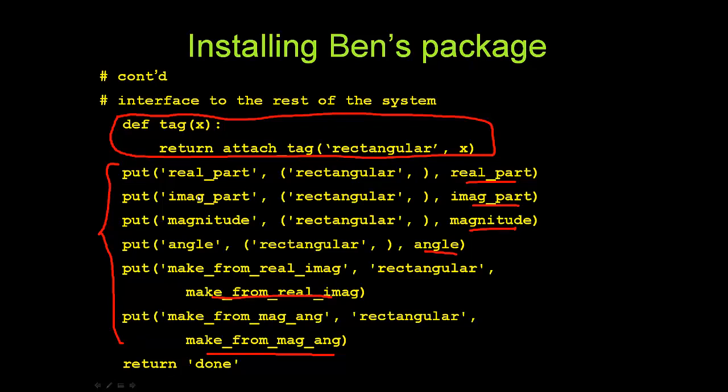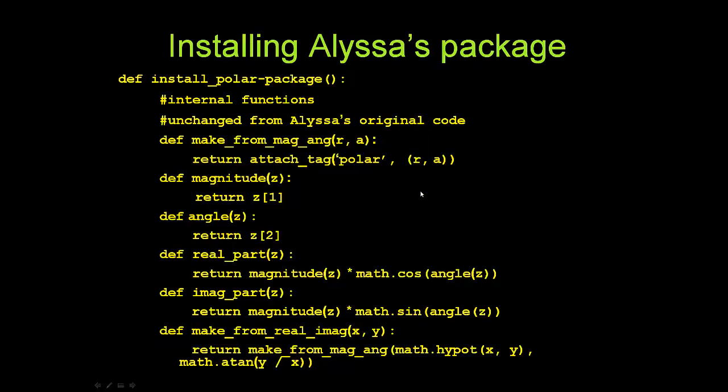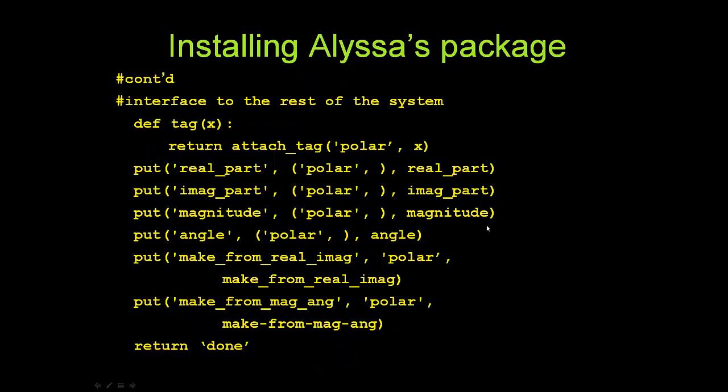Now, what we do here is that we basically put these functions, the 6 functions, into the table, okay, and we index them by this function name as well as the data type. Okay. Now, similarly, Alyssa's polar package. Okay, these are the definitions for the polar package. This one you saw actually in the last lecture. Okay, and again, we install this into the table.